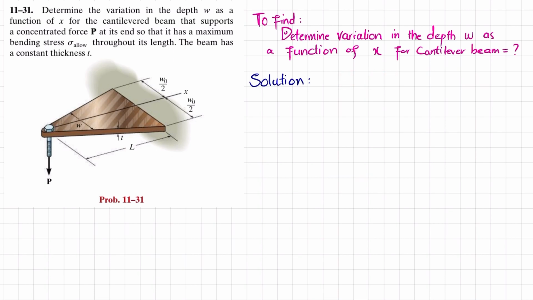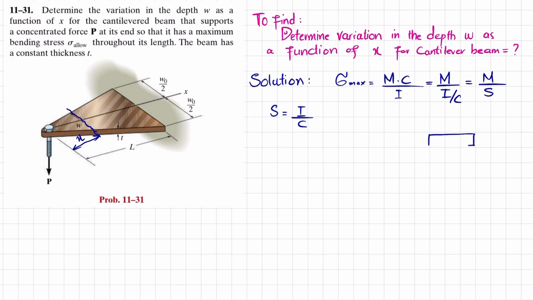So let's start with the solution. The first step is that we know that maximum bending stress is equal to M times c divided by I. If you further simplify it, it will be equal to M divided by I over c, and this I divided by c is equal to S, which is the section modulus. So section modulus S is equal to I divided by c. We do not have I, we do not have c. What if you cut this beam along this length x? Clear? And you draw the free body diagram.